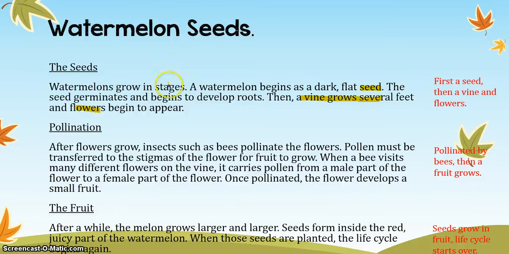The next section is titled Pollination. So I know that's a big thing that I'm going to have to include, just like the seeds. We talk about how bees pollinate the flowers, and we also talk about how the flowers develop into a fruit after they're pollinated. And thirdly, we talk about the fruit. So I know that's a big idea that needs to be in there. It talks about how the seeds form inside the red juicy part of the watermelon, and then when those seeds are planted, the life cycle begins again, so it starts over.